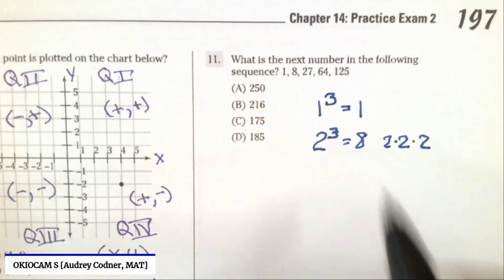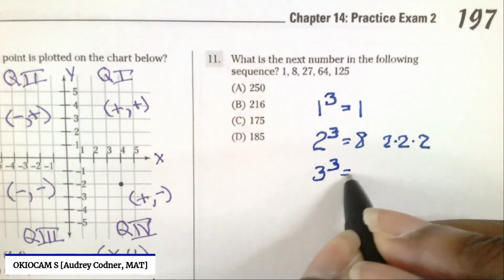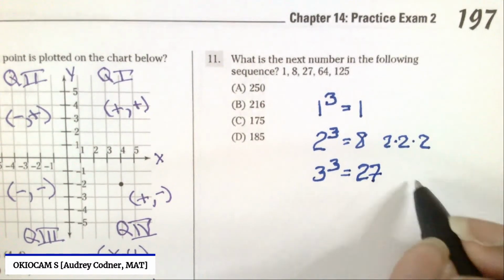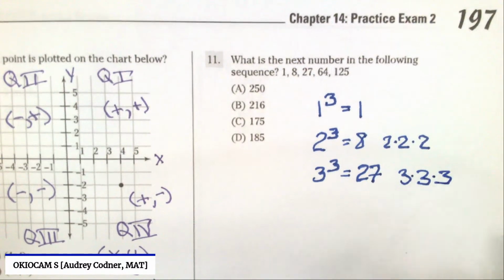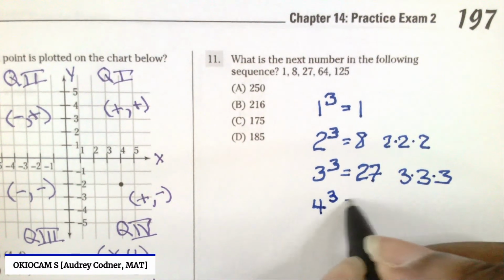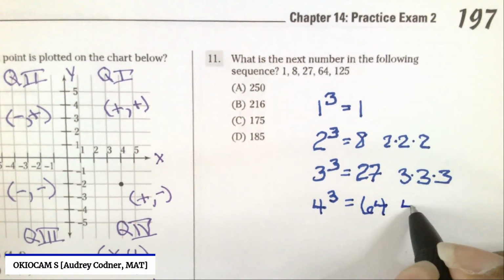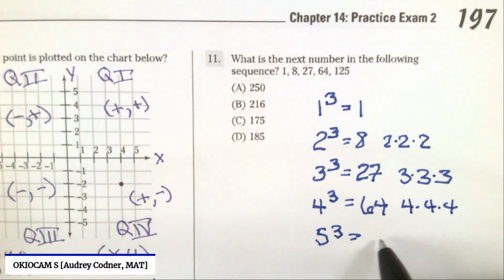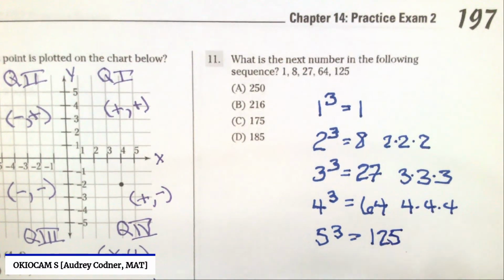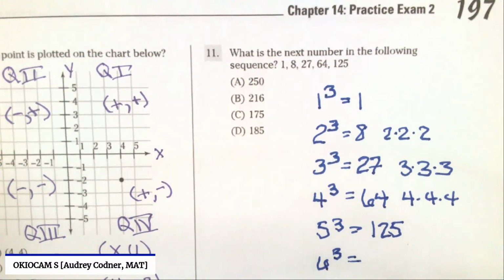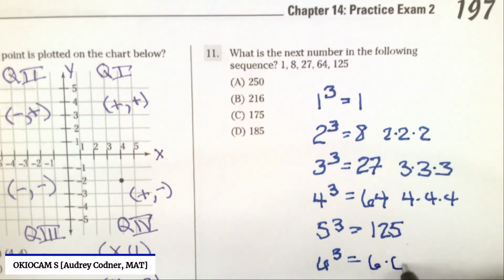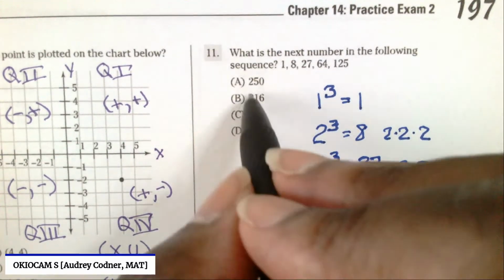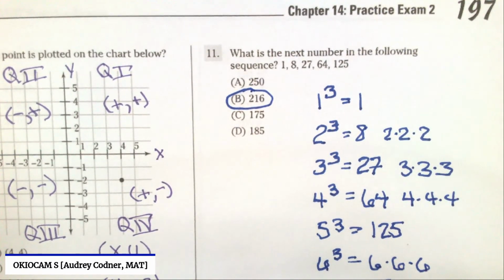Raise this up a little bit. 3 to the third power gives me 27, because 3 times 3 times 3. 4 to the third power gives me 64, because 4 times 4 times 4. 5 to the third power gives us 125. What was I thinking? So what we're looking for is 6 to the third power. That gives you 6 times 6 times 6. 36 times 6 will give me B, 216.